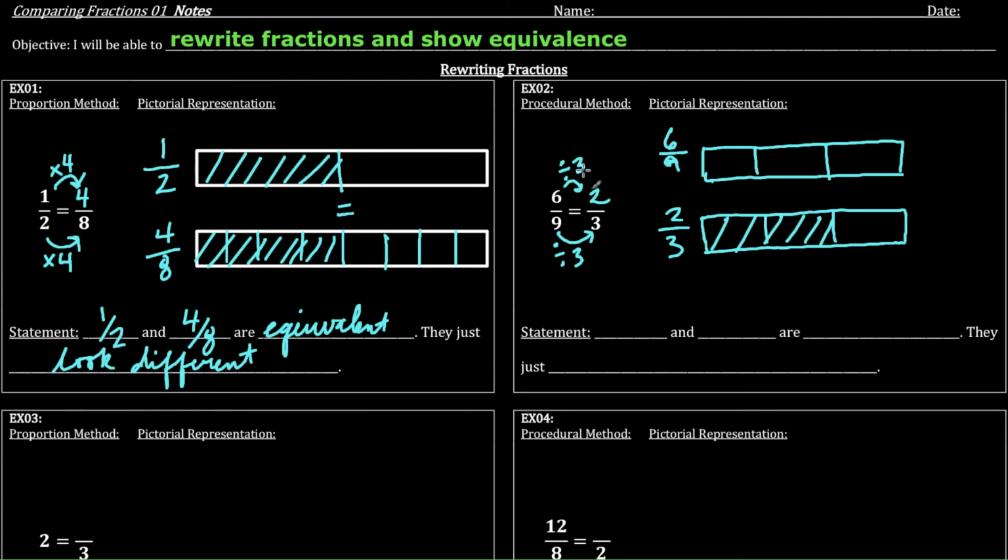So remember how we divided by 3? So what I have to do is turn each of these into 3 pieces. 3 pieces, 3 pieces, 3 pieces, because 3 times 3 is 9. So 6/9: 3, 4, 5, 6, is equal to 2/3. So 6/9 and 2/3 are equivalent. They just look different.